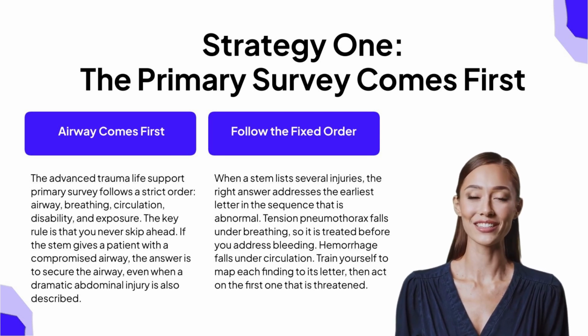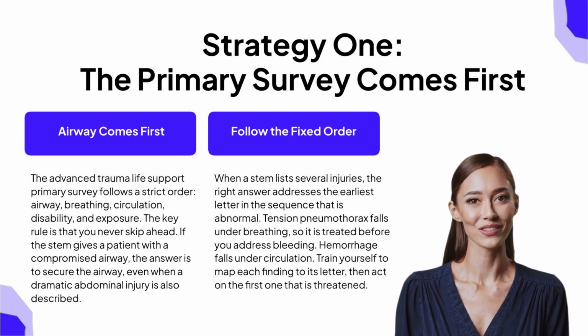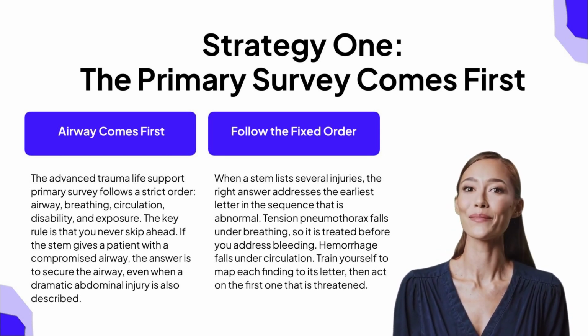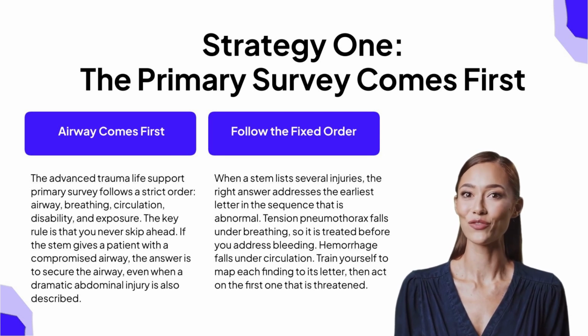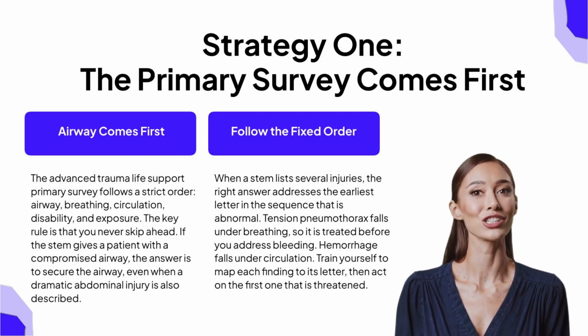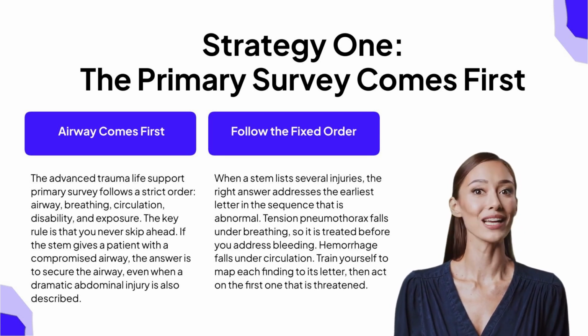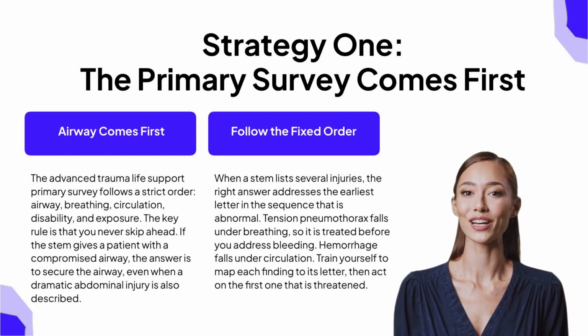When a stem lists several problems, map each finding to its letter, then act on the earliest letter that is abnormal. A tension pneumothorax is a breathing problem, so it is fixed before you chase bleeding. Hemorrhage is a circulation problem. If you simply refuse to skip ahead, you will get these questions right almost every time.